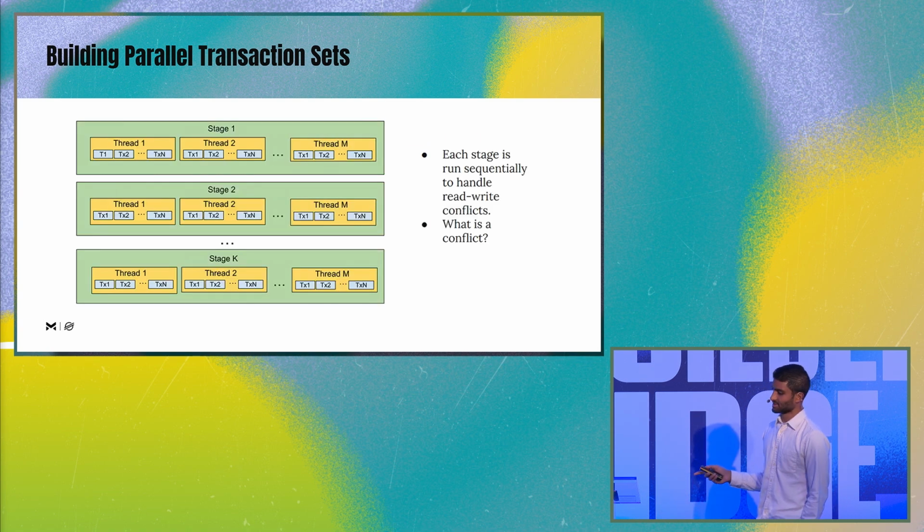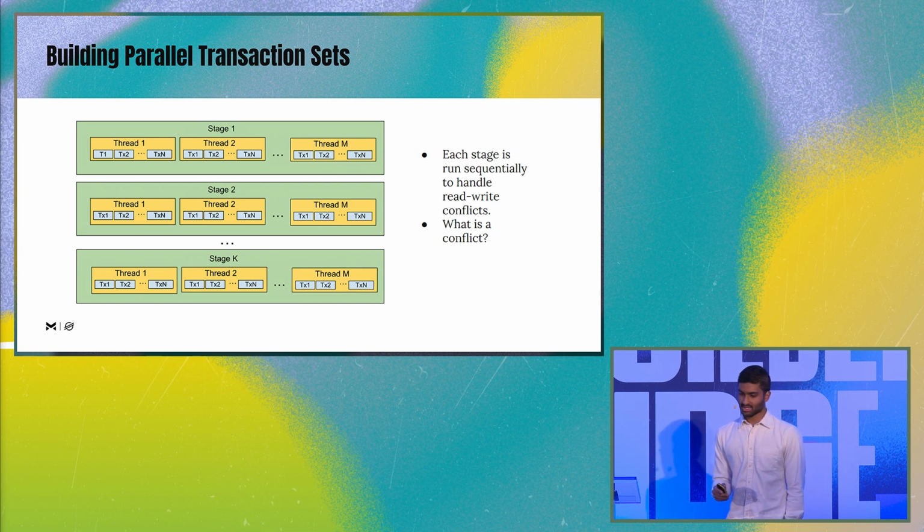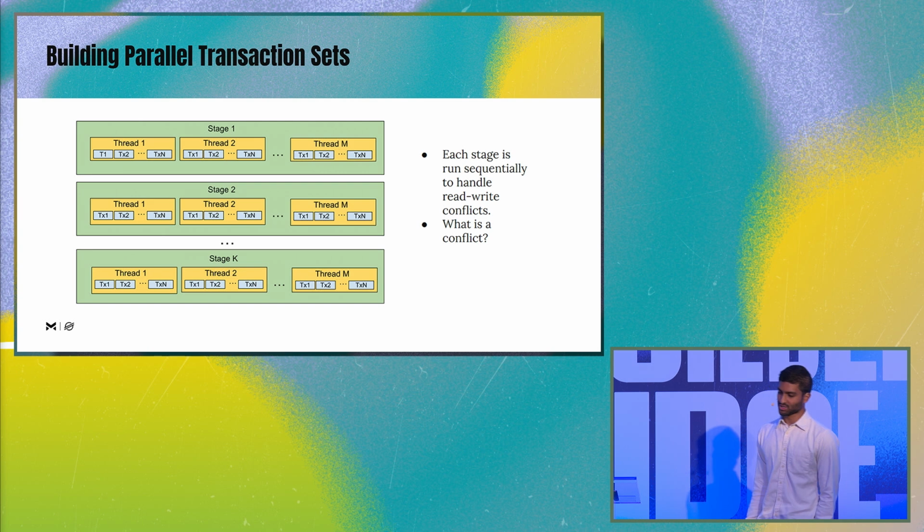So here is visually what a parallel transaction set looks like. You have a number of stages, each stage with a number of threads, and each thread is just a list of transactions. Each stage is assigned a portion of the ledger's instruction count limit, with each thread able to run up to that limit. So for example, if the ledger has a limit of 10 million instructions, and you have 2 stages, each stage is assigned 5 million instructions. And what that means specifically is that each thread in each stage can run up to 5 million instructions.